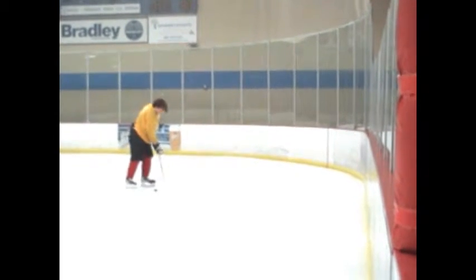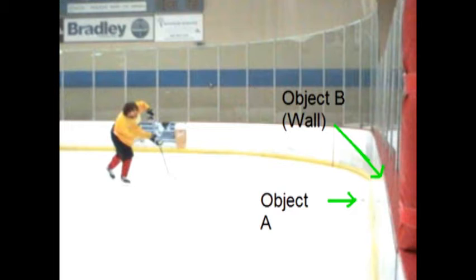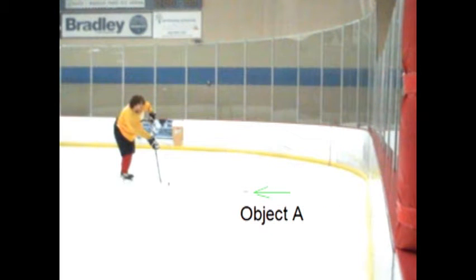Newton's third law states that if object A exerts a force on object B, object B will exert an equal and opposite force on object A. Here we see the puck exerting a force on the wall. The wall exerts an equal and opposite force back at the puck, which causes it to bounce back.